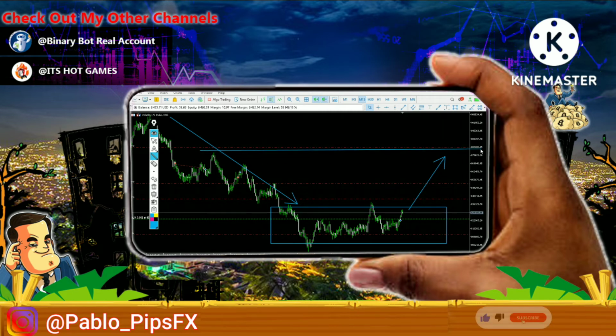You want to target areas like that. Price respected this area right here, right? Price respected this area right here, right? So you want to make sure that those are the areas you target, the highs which the market previously respected, if it's buying biased.